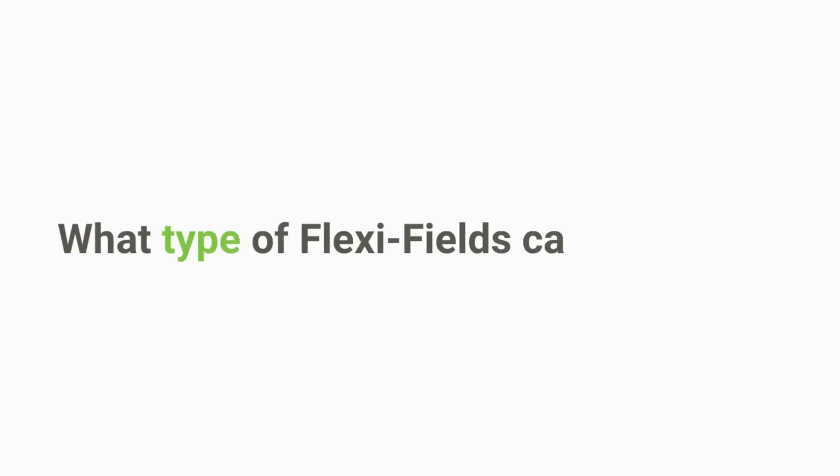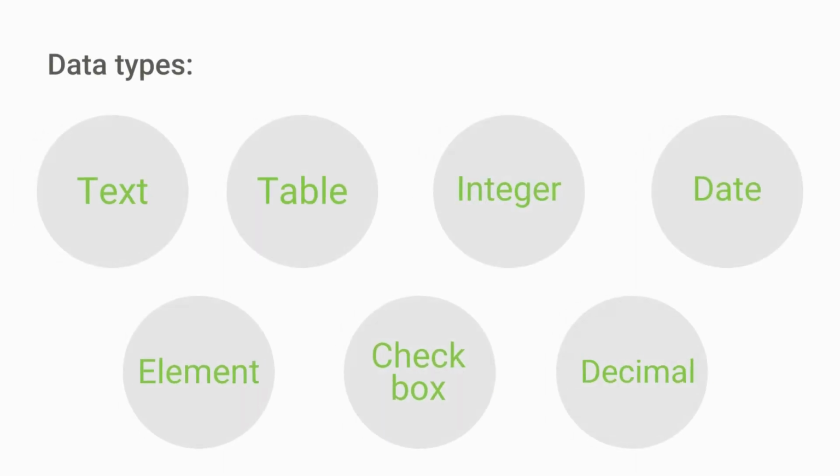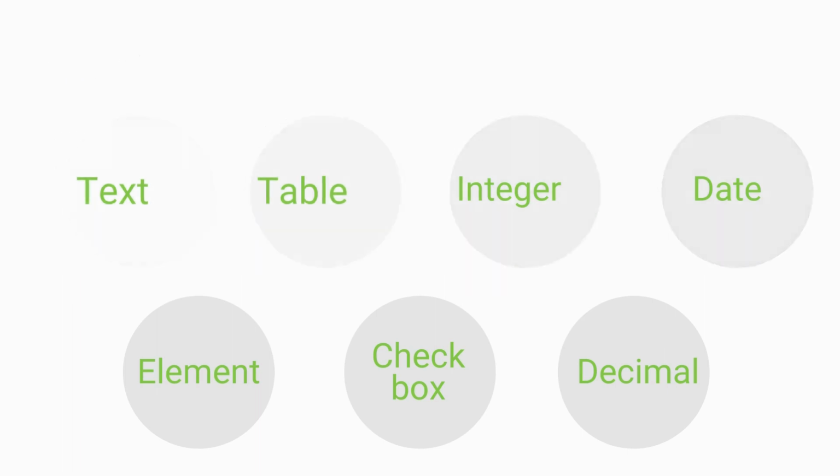What types of Flexi-Fields can you have? There are various data types. You can have text, and those texts can be free format, or you can set them up in lists, on a drop-down list to pick from. It can be a table. A table can only be against a transactional type Flexi-Field. It can be an integer, i.e. a number without decimal places. It could be a date. It could be an element. You could have a Flexi-Field linked to another element, or it could be a checkbox. And finally, it could be a decimal, i.e. a number with a certain amount of decimal places.